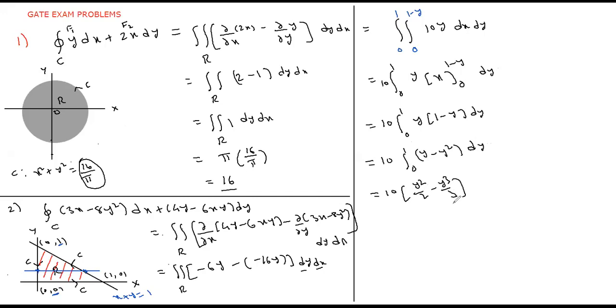With the limits from 0 to 1. So this is 10 times 1 by 2 minus 1 by 3, which is 10 by 6, equal to 5 by 3, equal to 1.67. Is it okay? So that is how we compute the line integral by using Green's theorem.